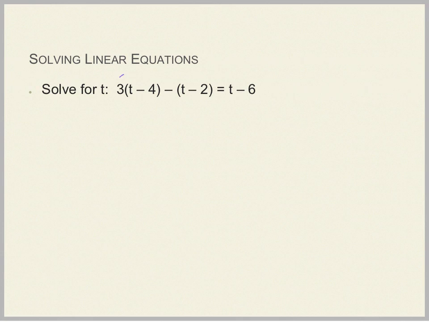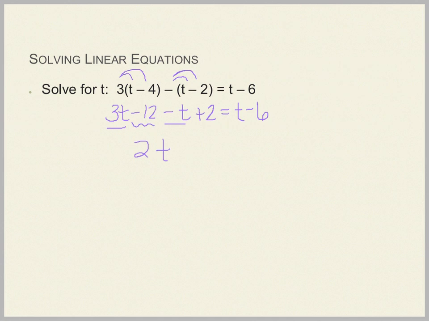I'm going to begin by distributing 3, getting 3t minus 12. In this next part of the equation, I'm going to distribute my subtraction or negative sign, getting negative t plus 2 equals t minus 6. On the left hand of my equation, I'm going to combine like terms. 3t and a negative t is 2t. Negative 12 plus 2 is a negative 10.